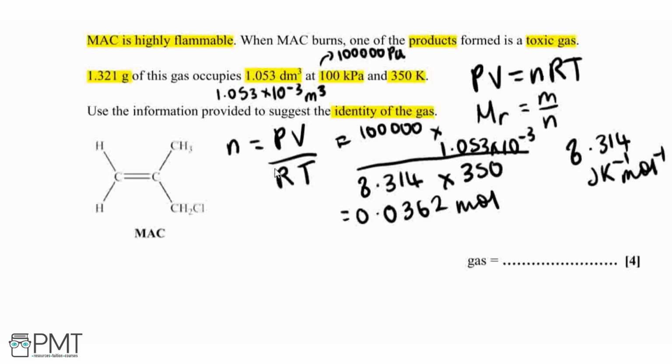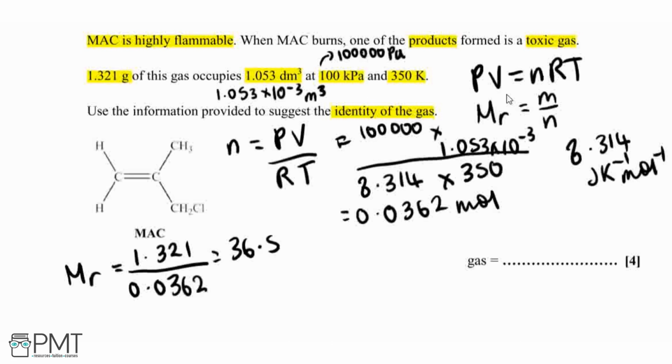There. So now our next step is to use our moles and our mass, which was given to us at the beginning, to work out the molecular mass of this toxic gas. So the molecular mass is going to be equal to 1.321 grams divided by 0.0362 moles overall. And this comes to a value of 36.5.